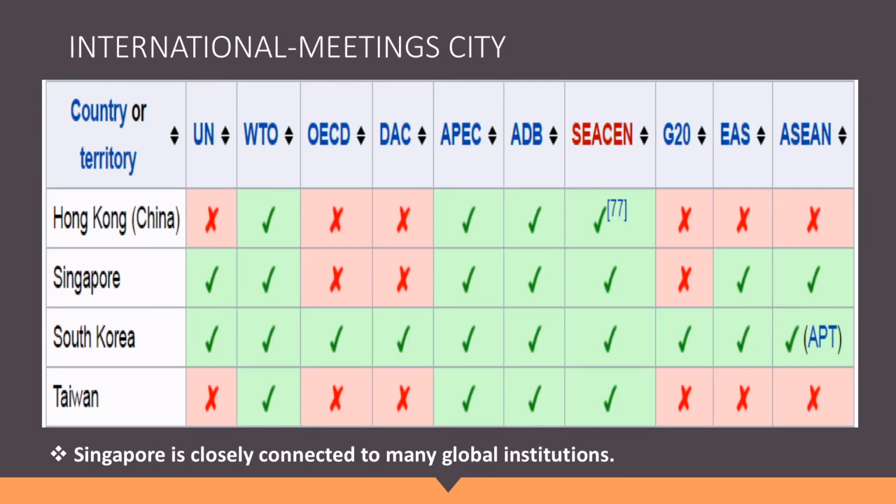In addition, Singapore is closely connected to the world. From this table, it can be seen that Singapore is closely connected to many global institutions, such as WTO, APEC, and ASEAN. So Singapore is often regarded as a global commerce, finance, and transport hub. It is rated as top international meeting city by UN and many organizations.